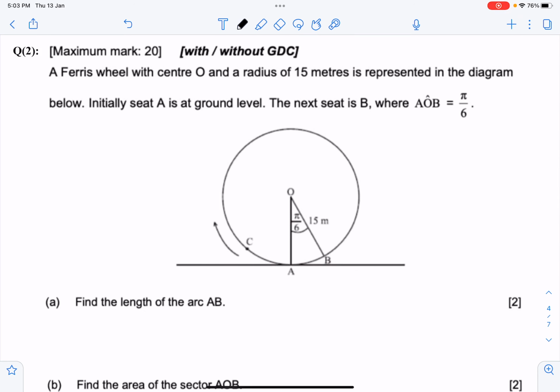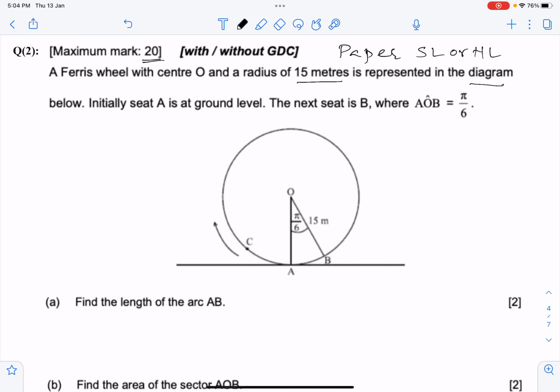This is also from a past paper. So this comes in paper 2. Okay. In IB paper 2, it will be there SL or HL, because paper 2 is for both the streams, and this question is for 20 marks. Wow, so many marks are there. Okay, a Ferris wheel with center O and a radius of 15 meters is represented in the diagram. The radius is 15 meters.